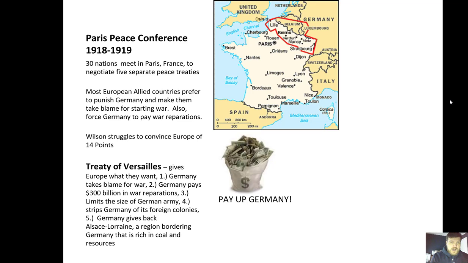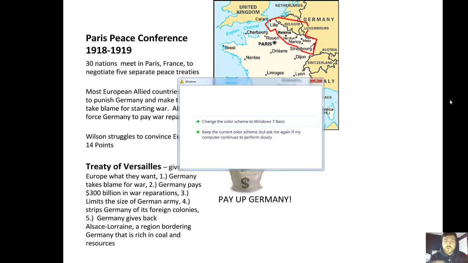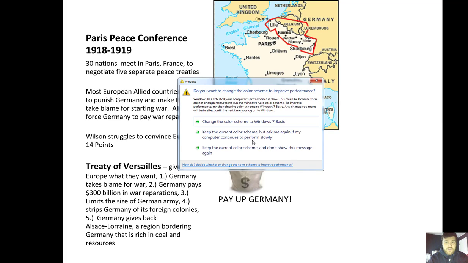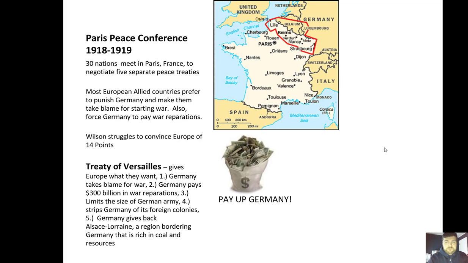The fourth major part of the Treaty of Versailles is going to strip Germany of its foreign colonies. So all those hundreds of years of imperialization from European countries, what Germany had built up is now being stripped away. So it's going to severely impact the amount of resources they can bring in to their industrialization. It's going to limit the job production and trade. Taking away their colonies is going to severely hurt them.